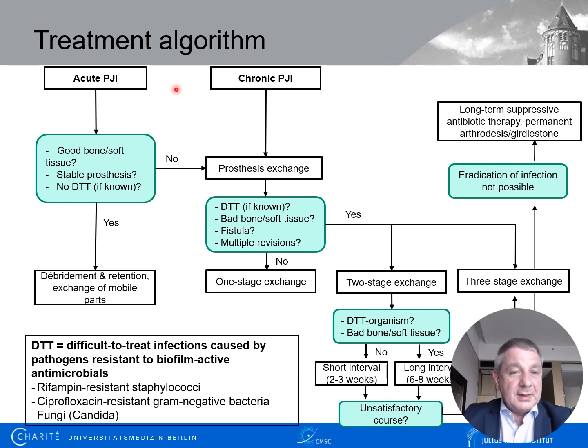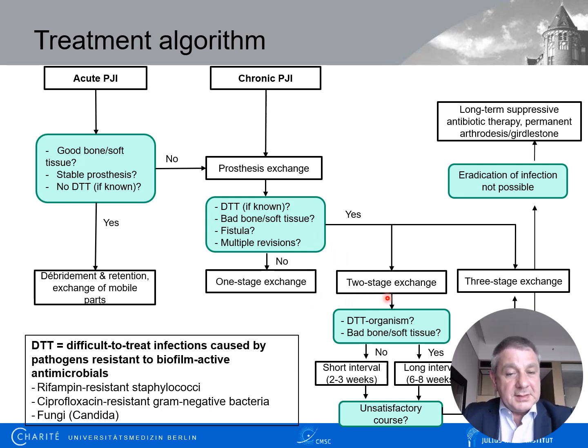This brings me to the treatment algorithm for acute and chronic infections. In acute infections, we change only the mobile parts, but keep the prosthesis. Whereas in chronic infections, so symptoms which are longer than 3 weeks, or it's more than 4 weeks since primary implantation, then the whole prosthesis needs to be exchanged. In an experienced surgeon, this can be done in 1 stage if the soft tissues and bone tissue are sufficient.